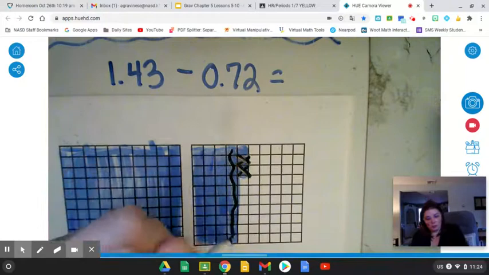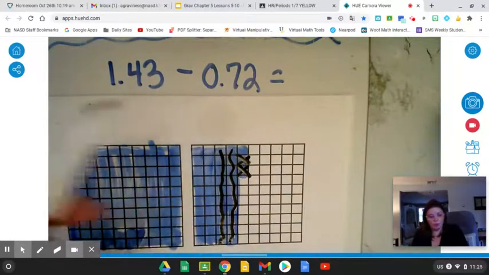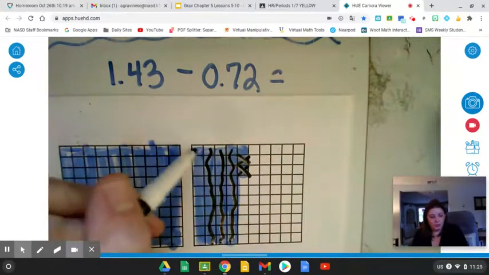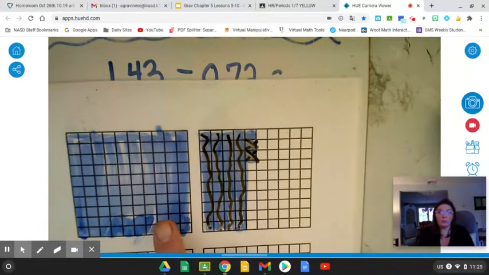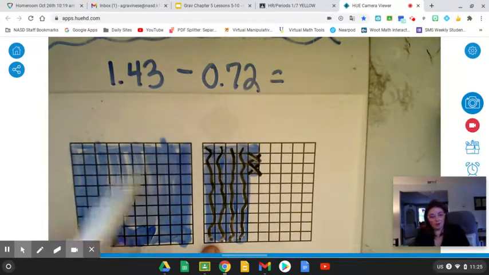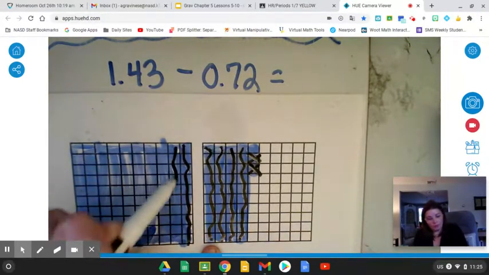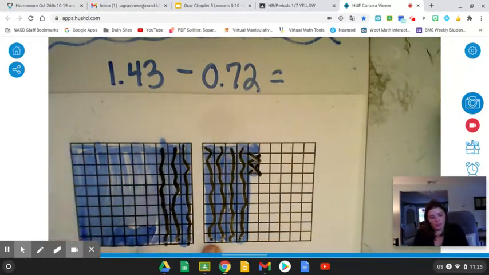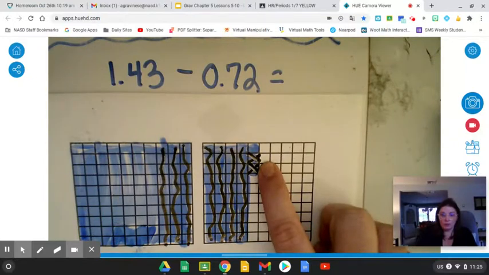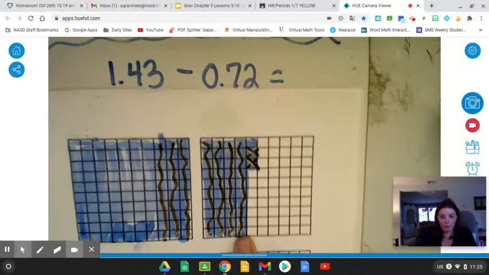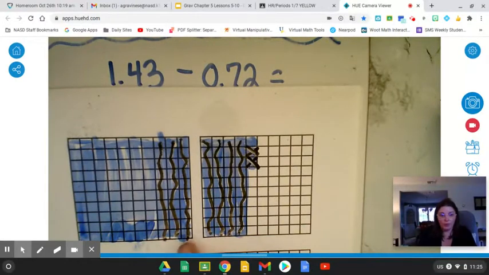So here's 1 tenth, 2 tenths, 3 tenths, 4 tenths, which means I have to go over to this whole and break it apart. So I had 4, I need 5, 6, and 7. So I took away 2 little hundredths and then 7 of my tenths rods. 1, 2, 3, 4, 5, 6, 7.